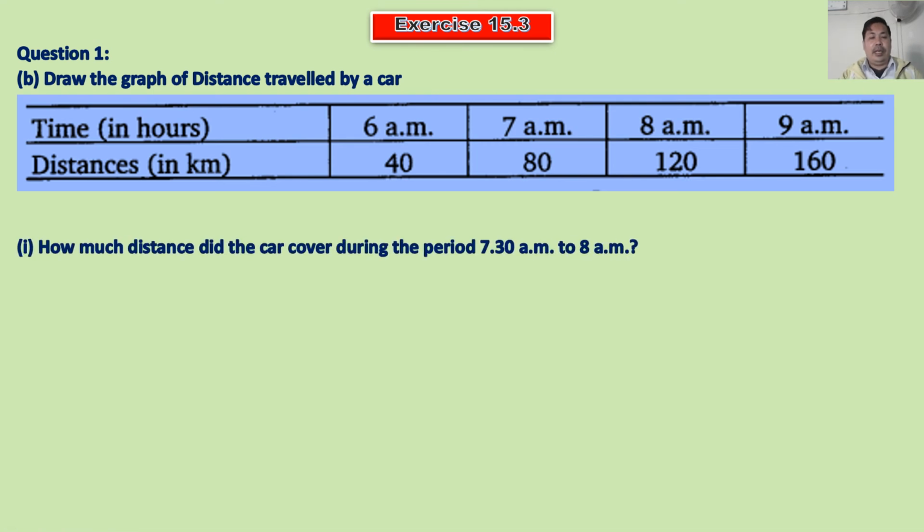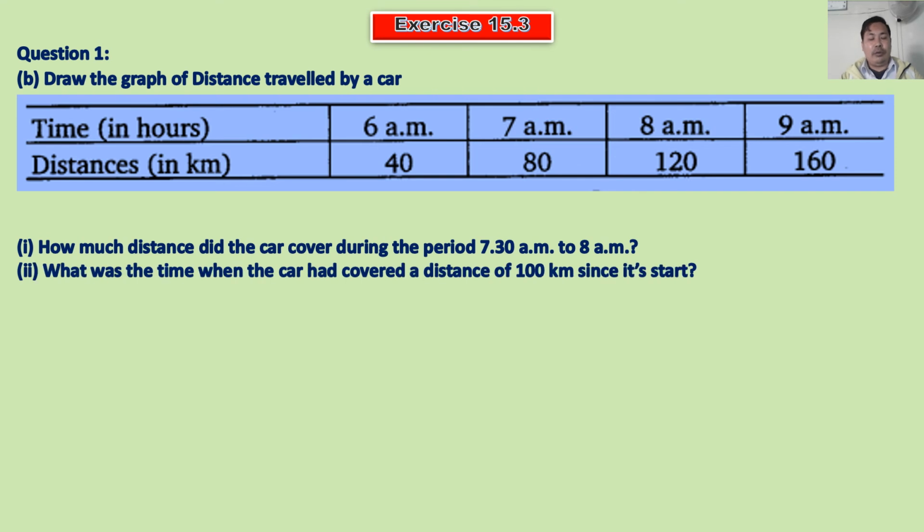Some more questions are here. Question Roman number one: how much distance did the car cover during the period 7:30 a.m. to 8 a.m.? 7:30 is not there, but still we have to find it from the graph. How to find it, we'll see together. One more question: what was the time when the car had covered the distance of 100 kilometers since it started?